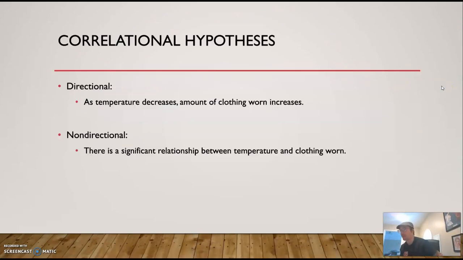All right. So correlational hypotheses. A lot of you will write correlational hypotheses, right? In a correlational study, we're just looking to see how one thing and another thing interact. We're not trying to manipulate anything. We're not trying to change anything. We're simply just observing what's going on, right? So with a correlational hypothesis, you're really just trying to see what happens with variables X and Y. Not in a causational way, just in a relational way, right?